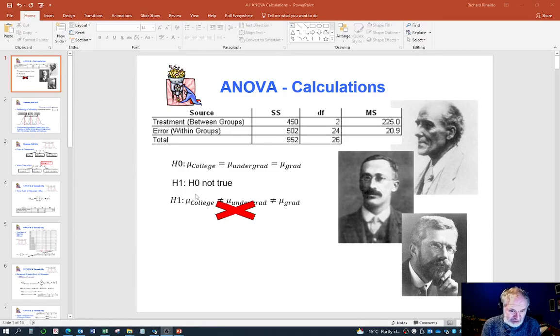And once again, H0, the three population means are identical. And H1, H0 not true. Don't have to overcomplicate it. Just simply saying H0 not true is good enough.